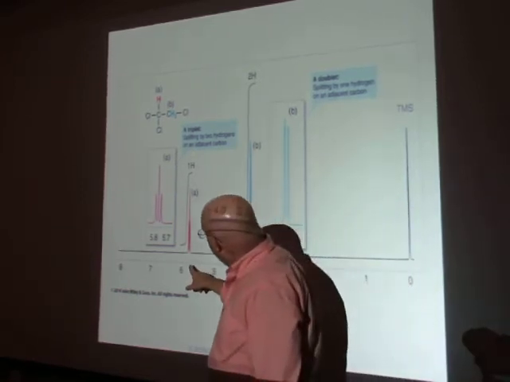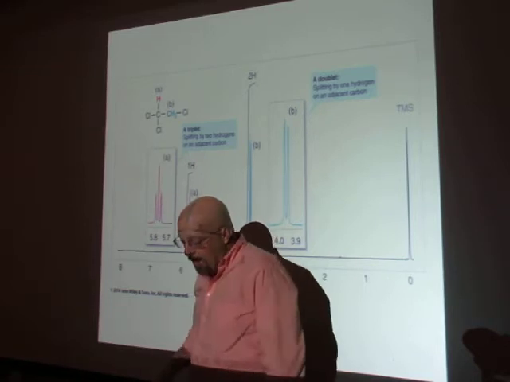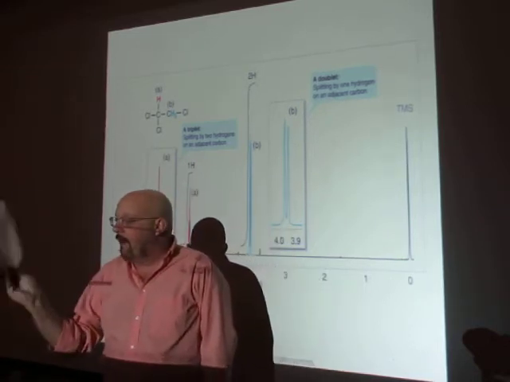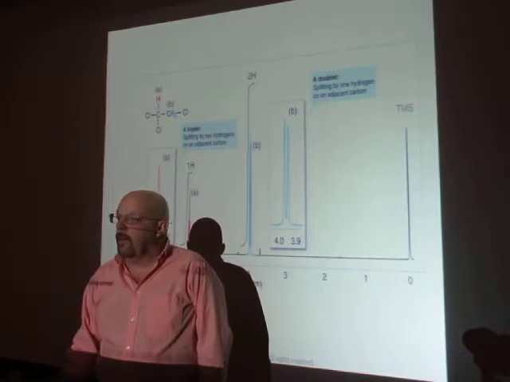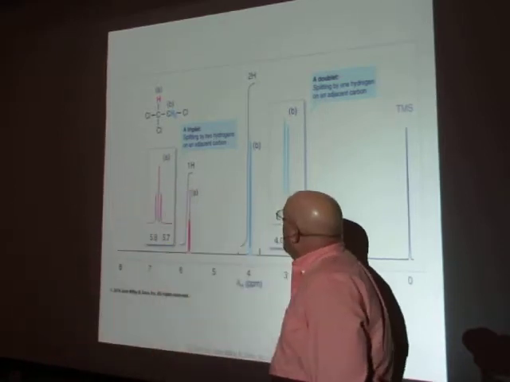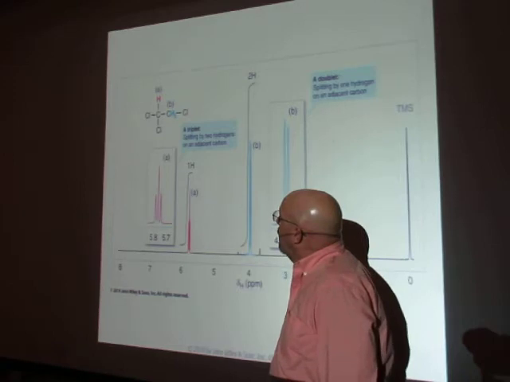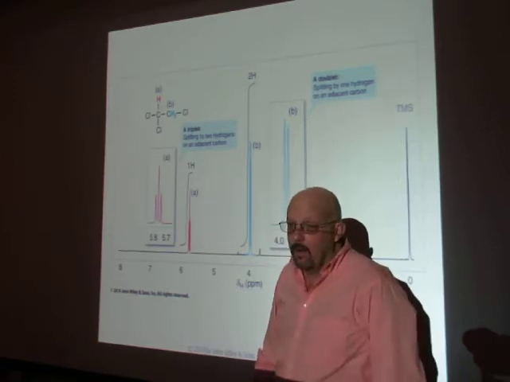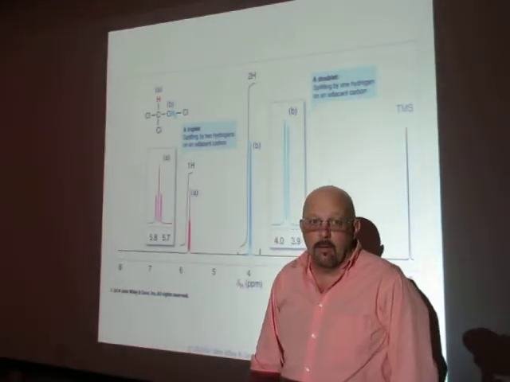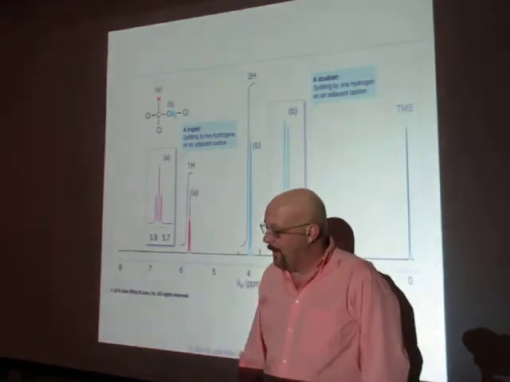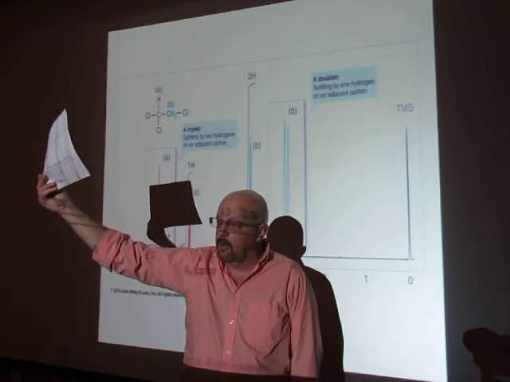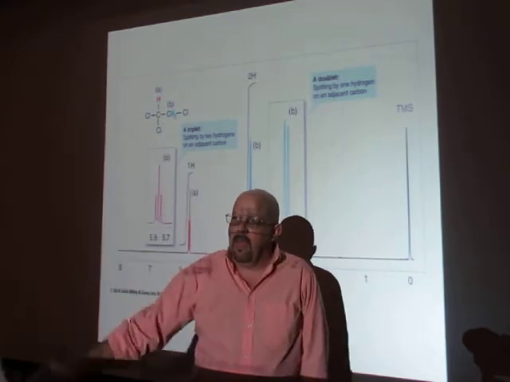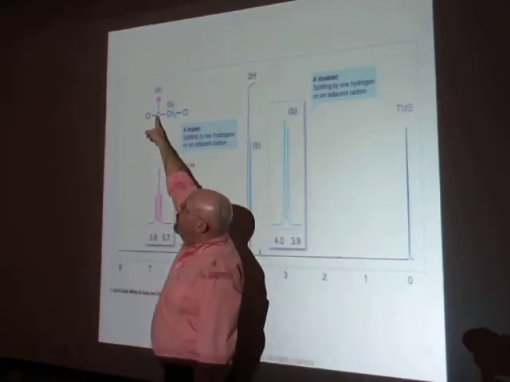I have a signal here at 5.8. You look at the chart, 5.8, that's protons on a carbon of a double bond. What happened? I don't have a double bond. Why do I have a signal at 5.8? My chart says double bond. Hydrogen on a double bond. It's because there's 2 chlorines here.